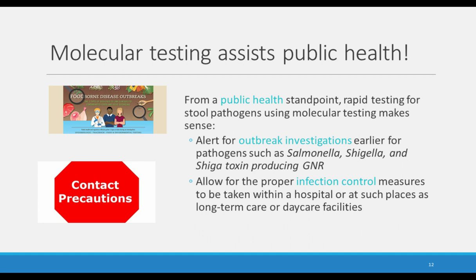Also, molecular testing can assist in public health. From a public health standpoint, rapid testing for stool pathogens using molecular testing makes very good sense. We have more rapid alerts for outbreak investigations, such as finding Salmonella, Shigella, and Shiga-producing E. coli much more rapidly. And we certainly help out our infection control practitioners by finding these organisms much faster, which can lead to proper infection control measures to be taken more quickly in the hospital, or even in reporting these to people that work in such places as long-term care or in daycare facilities.